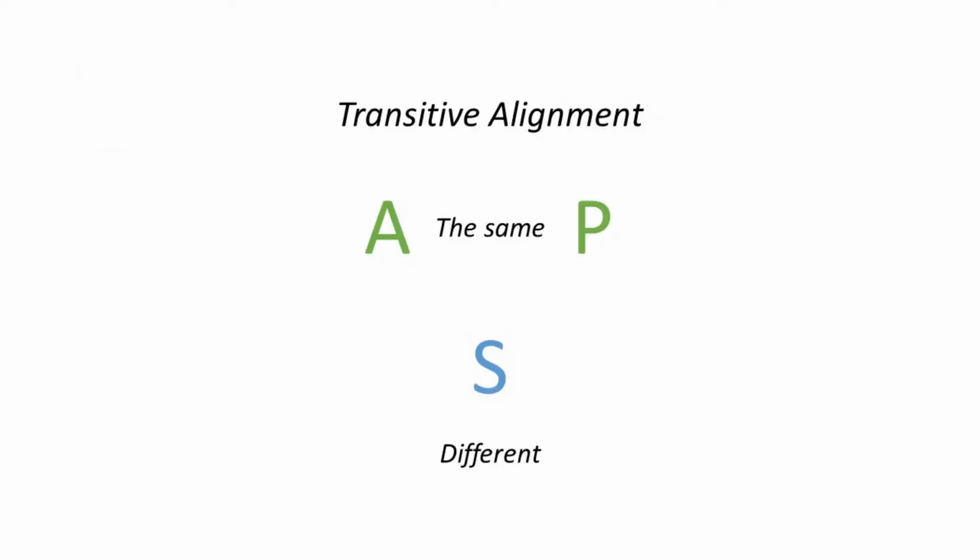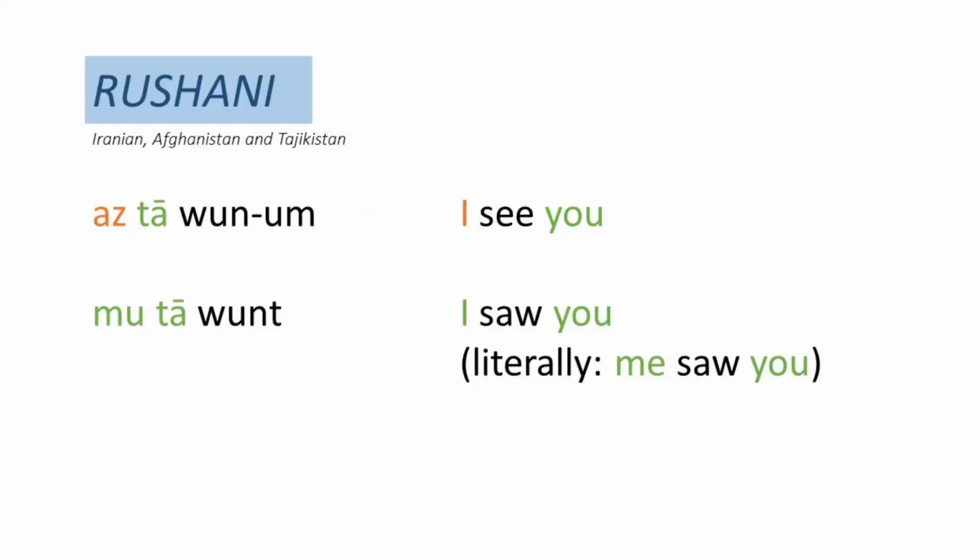There is at least one language that marks the agent and patient the same and the sole argument differently, known as transitive alignment. Rushani, in Tajikistan and Afghanistan, does this for the past tense.